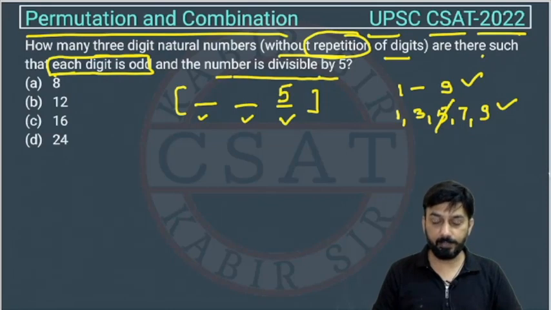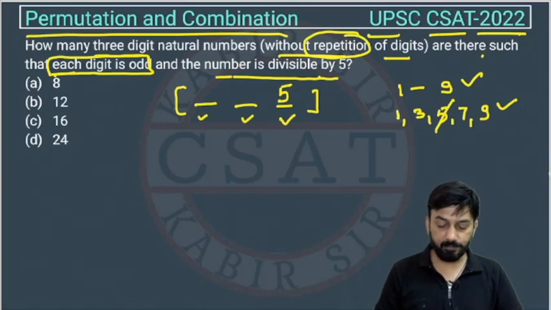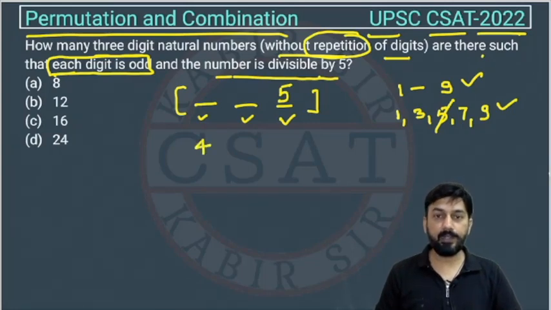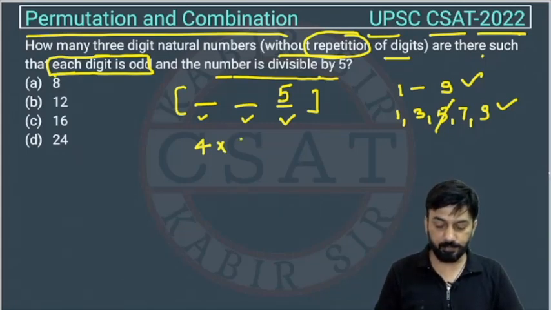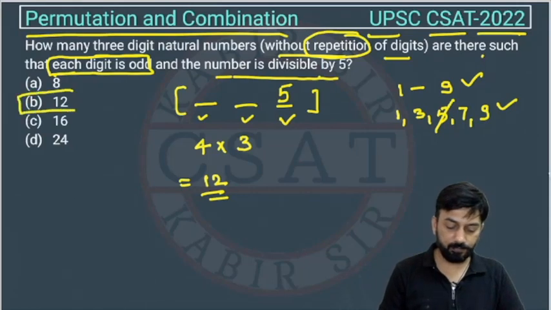So how many digits are remaining? 4: 1, 3, 7 or 9. So at this place, out of 4 any digit can come. And at this place, one digit we already used out of these 4, so the remaining is 3. So out of those 3 any digit can come at this place, so this will be 3. So the total possibilities are 4 into 3, this is 12. So the answer is option B.